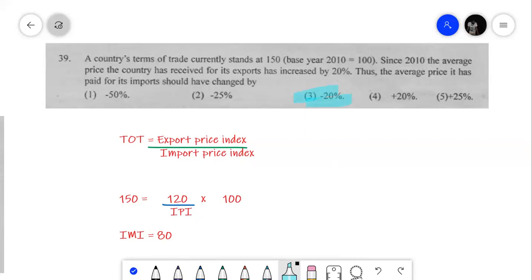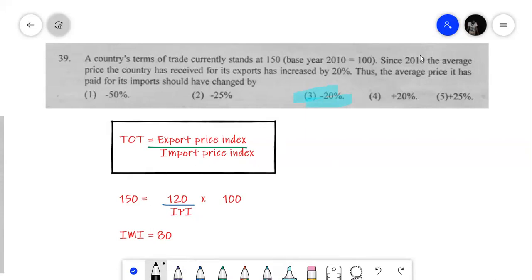It's a very easy question, guys. You use the equation, right? You take the numbers in the base year. Remember that these numbers are 100. Currently, this is 150. So I put 150 here, right? They say that the export prices have increased by 20%. So 100, I make it 120. And they ask me what has happened to the import price. So I calculate and I found out that import price index is 80.